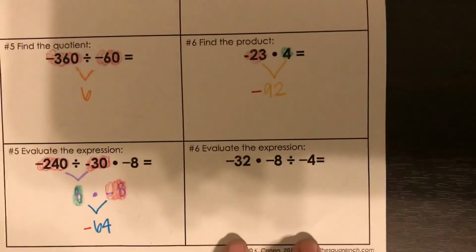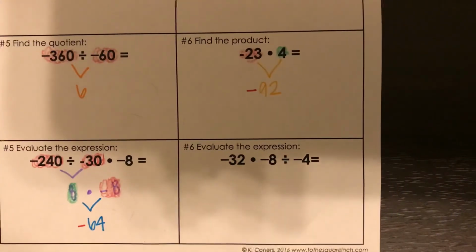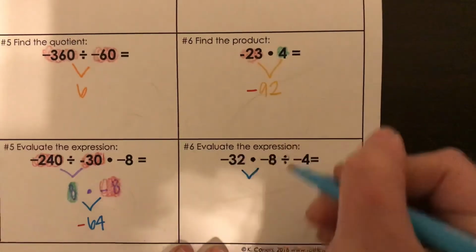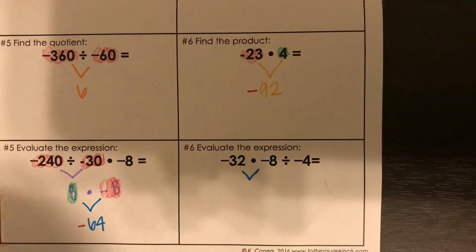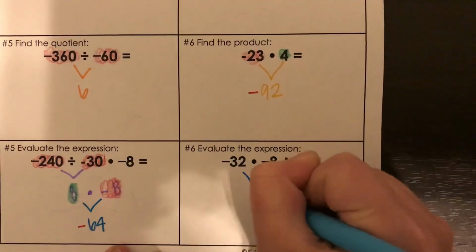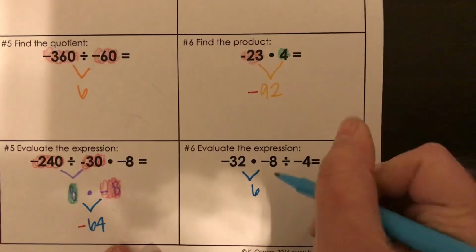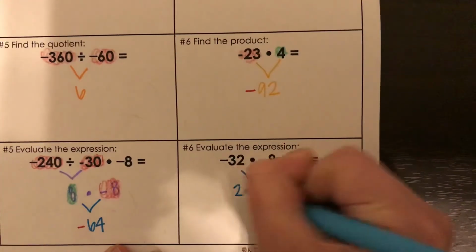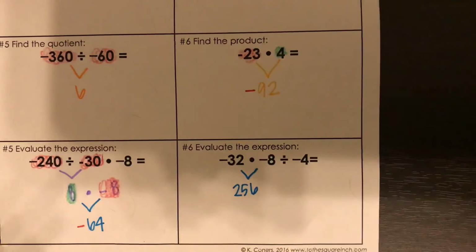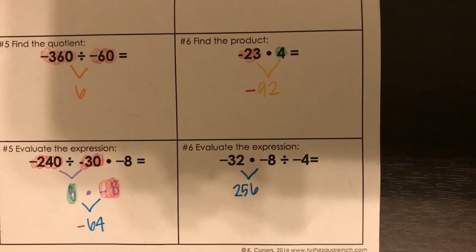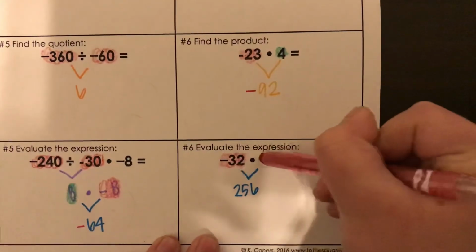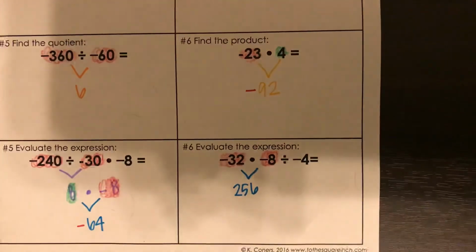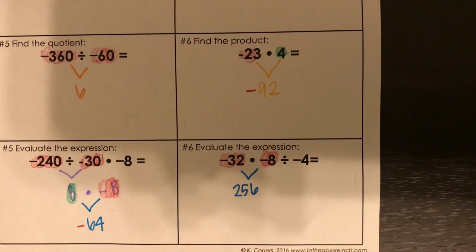All right, and then looking at the last one. Once again, it's multi-step, so we're going to just break it down. Negative 32 times negative 8 is going to give us, what's that, 24, 25, 256. All right, let's look at our signs. The first one's negative. The second one's negative, so that means our answer is going to be positive.